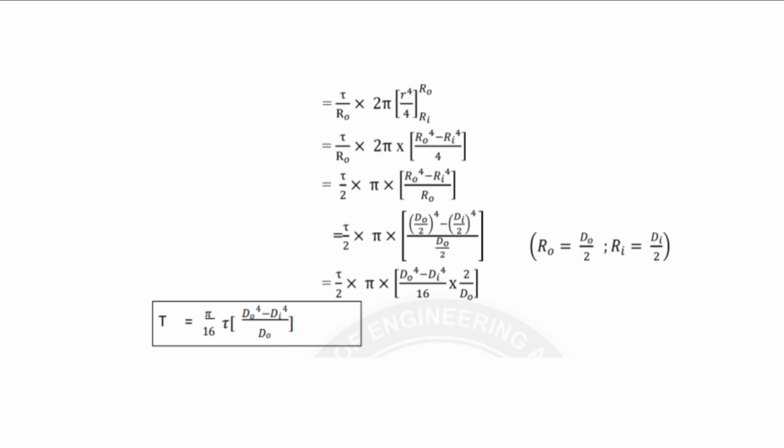Tau by R0 into 2 pi into r to the power 4 divided by 4, between R0 and R1, and finally R0 is equal to D0 divided by 2, R1 is equal to DI divided by 2. Substituting this in the condition, T is equal to pi by 16 into tau into D0 to the power 4 minus DI to the power 4 divided by D0. So this is the torque for the hollow circular shaft, the final condition for the hollow circular shaft. For a solid circular shaft, it is pi divided by 16 tau into d square.